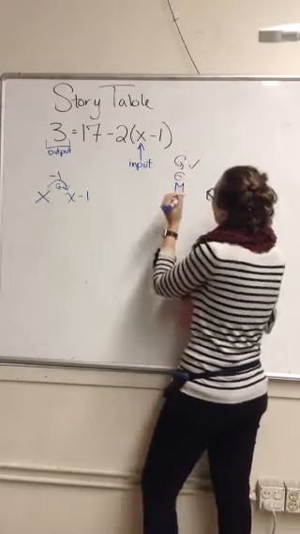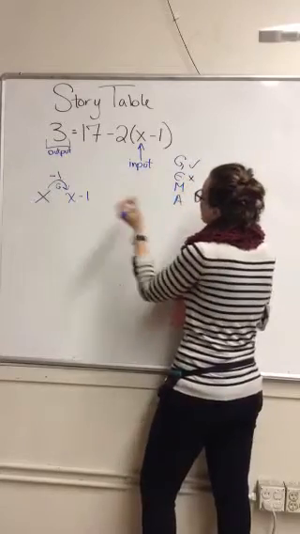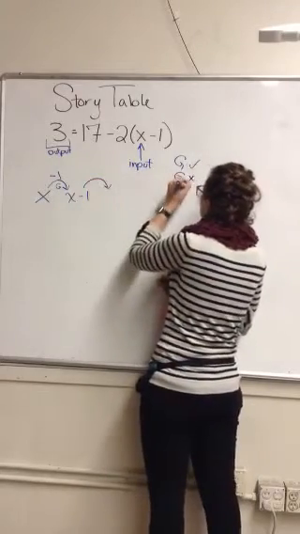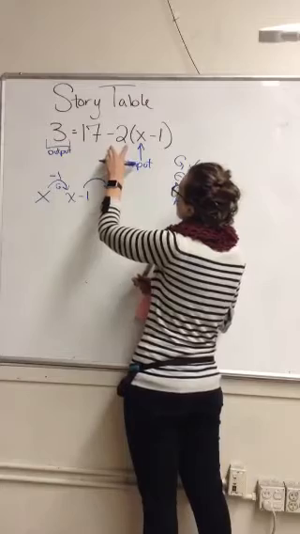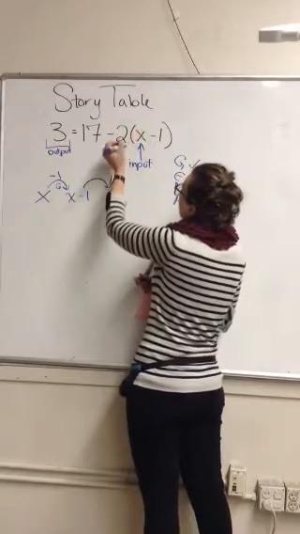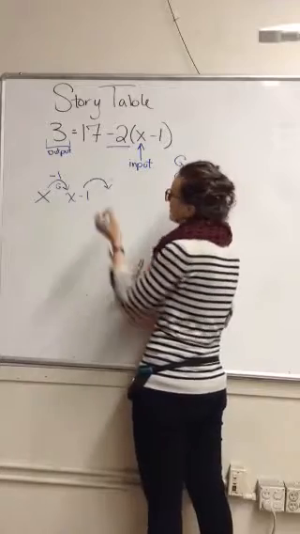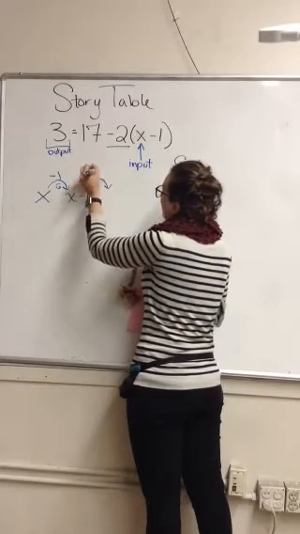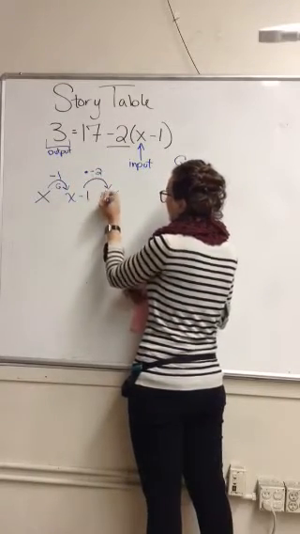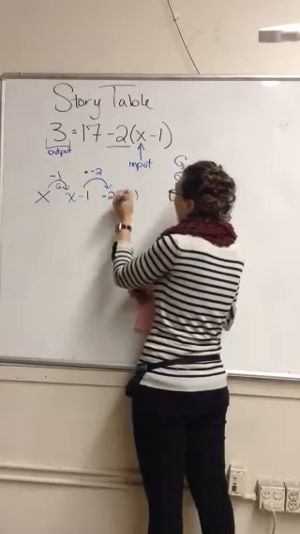I don't have any exponents or roots, so then I look for some multiplication, and I know that this minus 2 is sneakily being multiplied by the rest. We know that negative sign is attached to the number on the right-hand side, so this is really multiplying by negative 2 times x minus 1.